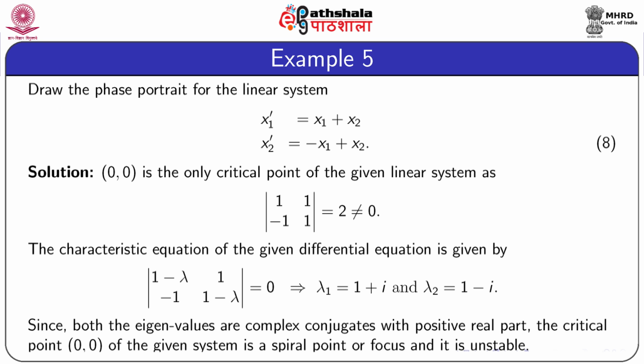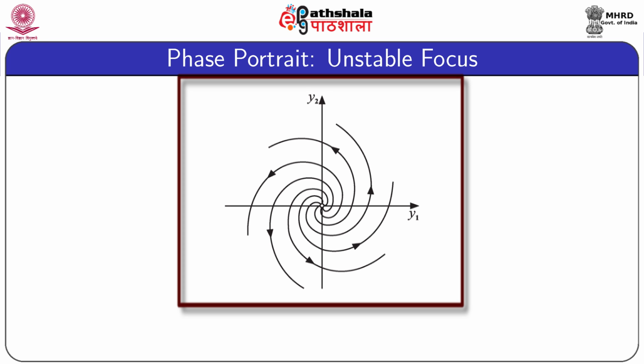If you now look into the phase portrait of the unstable spiral point, it will look something like this. And as you see, these paths, they approach the point (0,0) in a winding manner, but will never enter the point (0,0), and since it is unstable, the arrows are moving away from the origin.